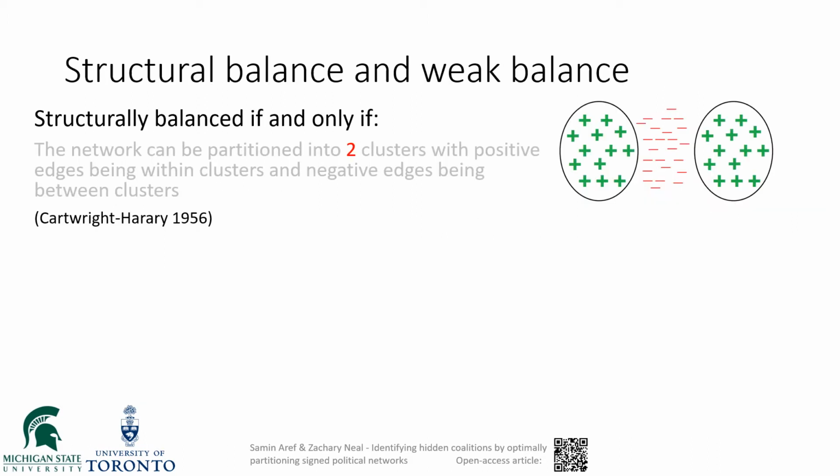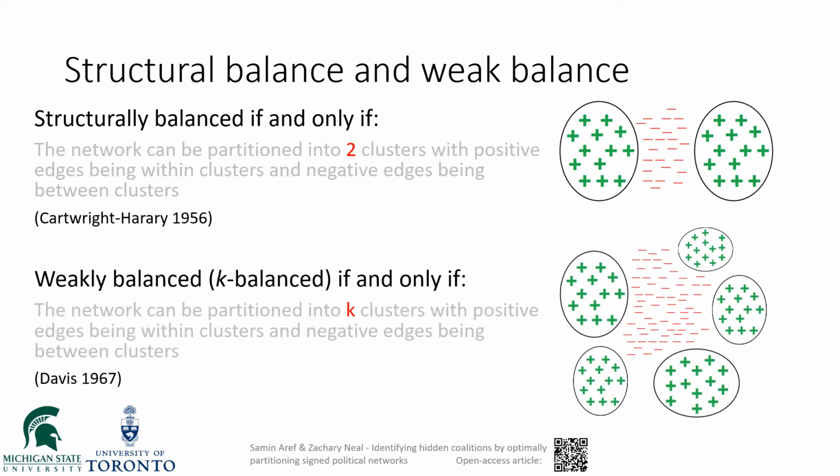So how do we analyze these networks, you may ask? We analyze them based on structural balance theory. As many of you know, structural balance theory suggests that a sign network is balanced if and only if its set of nodes can be partitioned into two clusters such that positive edges are within clusters and negative edges are between clusters. And according to Davis in 1967, if the same condition is satisfied with K clusters, which could be more than two, then the network is called K-balanced or weakly balanced.